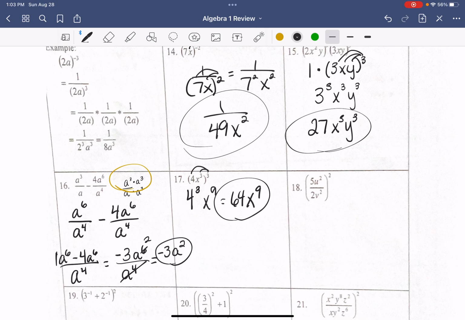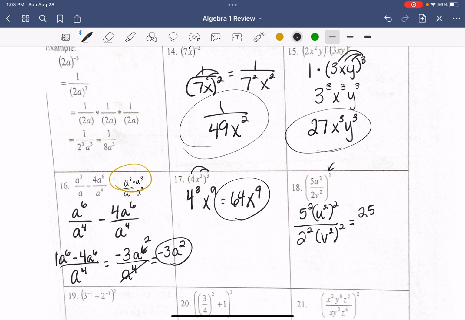Okay, this next one, notice how the parentheses are over the numerator and the denominator. There's a really big set of parentheses here. This squared goes to every single piece that's in this parentheses. So I'm gonna write it all out. It's gonna be 5 squared, u squared, squared. We'll just write it like that first. And then we have over 2 squared times v squared, squared.